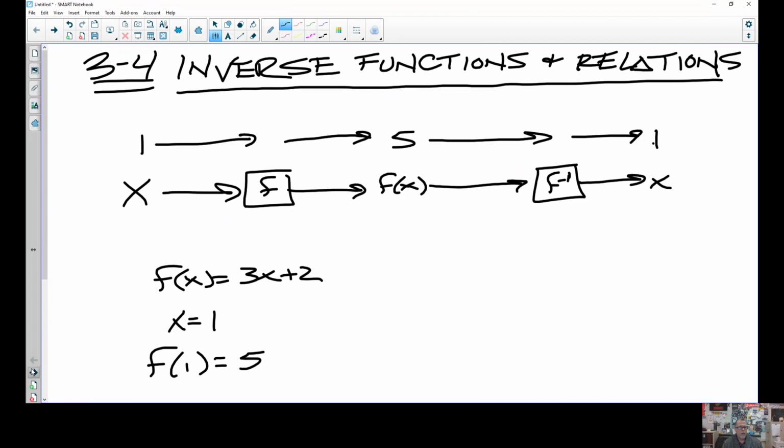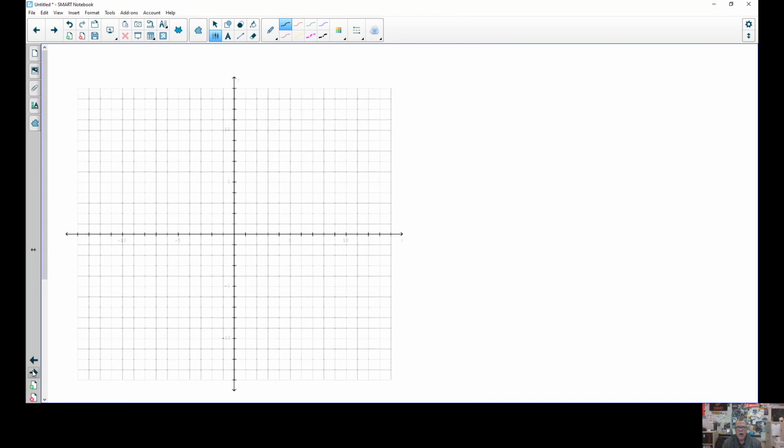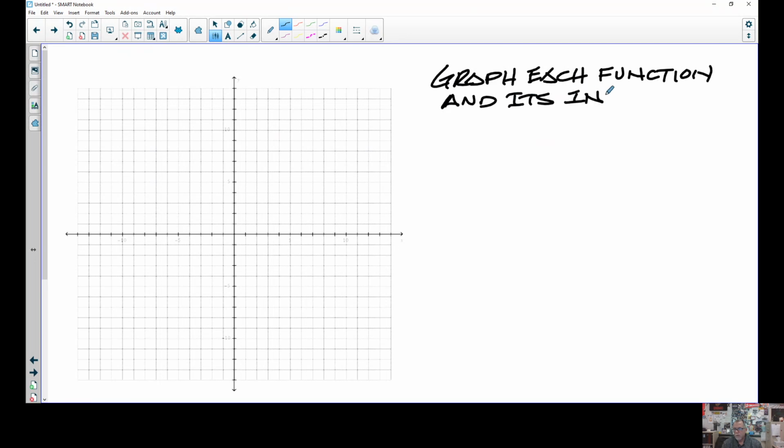So let's look at a little more about this type of thing. I have a grid here because the type of questions they're going to ask you could be something like this. They may ask you to graph each function and its inverse. I'm going to write this out first. Notice they just say inverse. They don't say inverse function. It could be an inverse relation again. And they may give you something.